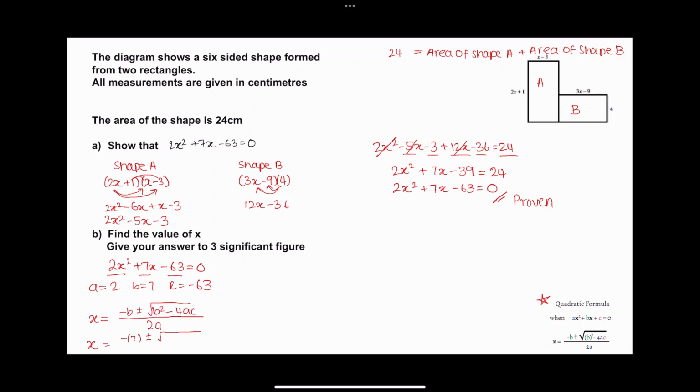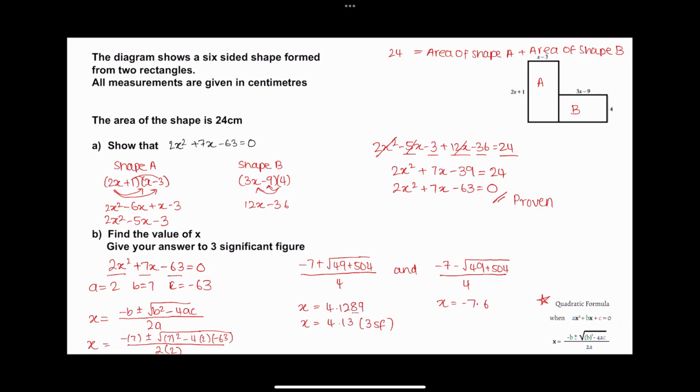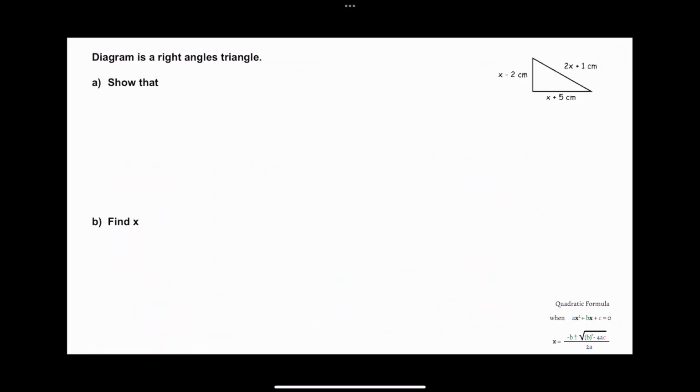This is a simple question because all you need to do is use the quadratic formula to work out the value of x. Substitute the correct coefficients into the quadratic formula and work out the roots of 2x squared plus 7x minus 63. Eventually, you will result in minus 7 plus or minus root 49 plus 504 all divided by 4, which gives you 4.13 and minus 7.63. As x is a length value, the only correct answer is 4.13.